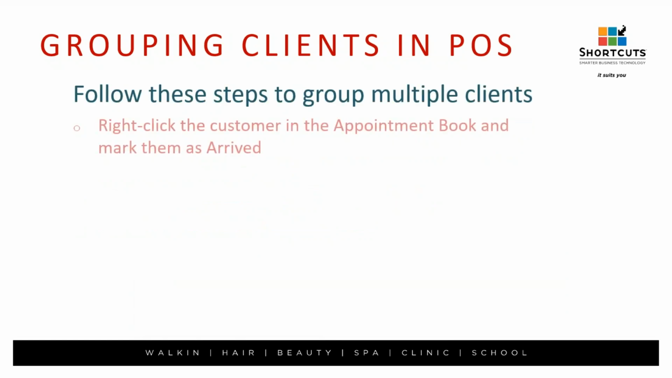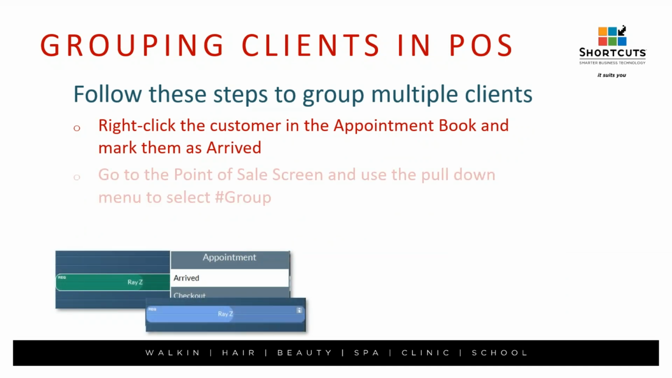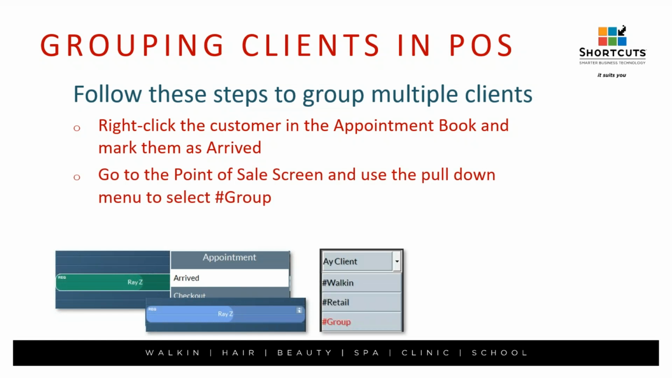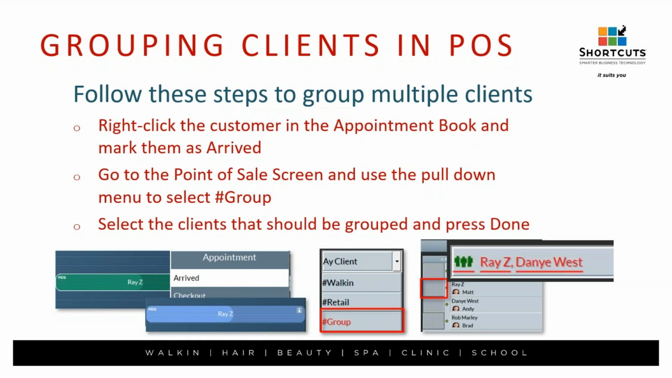So grouping clients in the point of sale. So if you have multiple customers, again, I mentioned you have a family, a wedding party, a couple of friends that come in, one person is going to pay for multiple visits. The best way to do this is in the appointment book screen or in the walk-in manager. You want to arrive everybody or put them in service. And then when you go to the point of sale window, you can use the pull down menu and group multiple customers. So there is no upper limit. It can be 2 people, it can be 10 people, and then Shortcuts will give you just one total that one person has to pay.